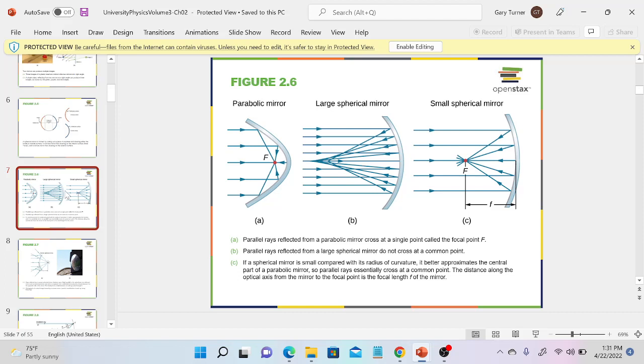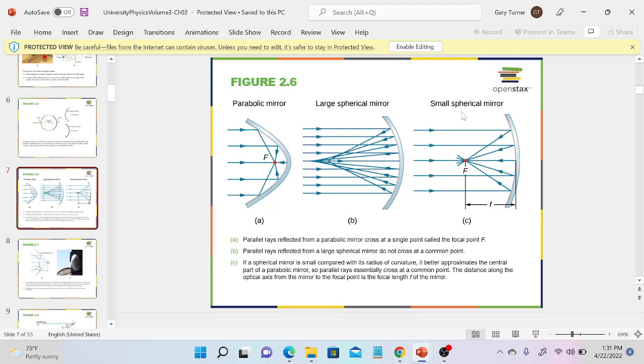Now, there are many different ways to construct a curved mirror, and you can mirror either surface, the inside surface or the outside surface. You can have a parabolic mirror, you can have a spherical mirror, and the mirror can be a large sphere or it can be a part of a small sphere.